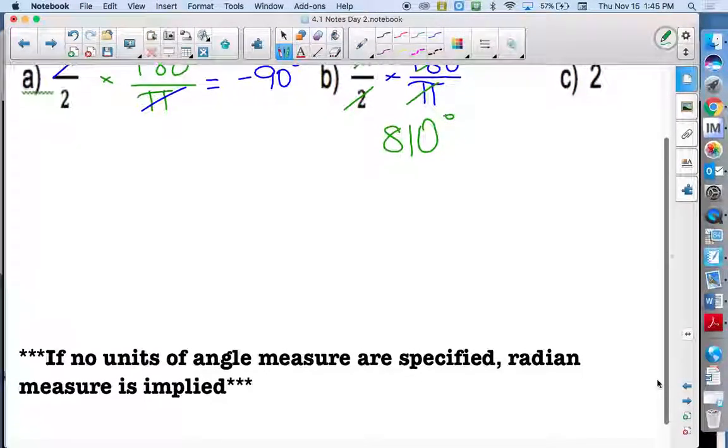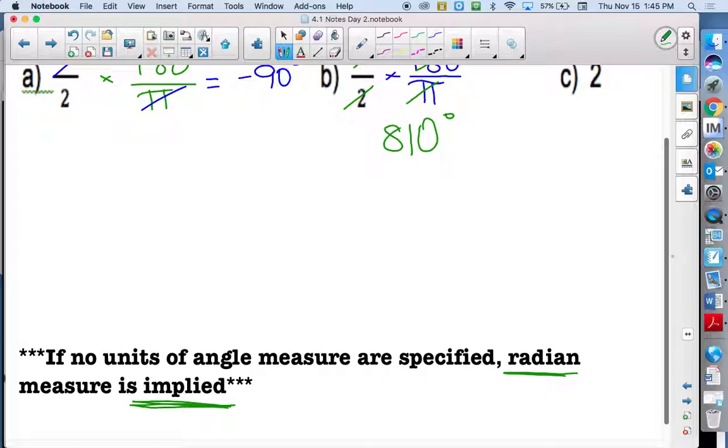And if you look underneath, it says if no units of the angle are specified, radian measure is implied. Implied is a better word, I guess, than saying assumed, because we're not allowed to assume things. You especially learn that in geometry. We're not allowed to assume angles were congruent. You're not allowed to assume sides were congruent.